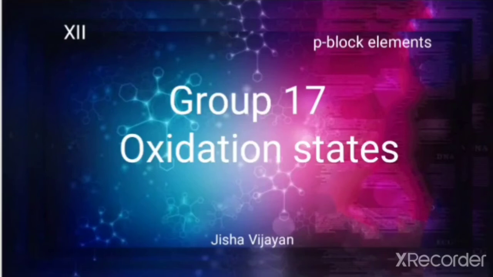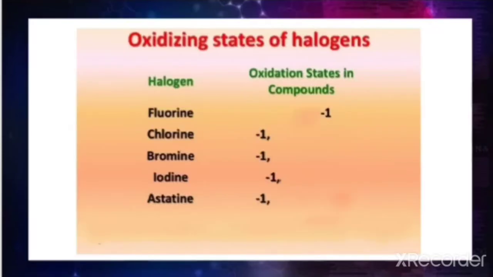Hello students, let us discuss oxidation states in group 17 elements. All the elements of group 17 exhibit -1 oxidation state because they have 7 electrons in the valence shell. So it can easily accept 1 electron to form -1 oxidation state. So we can say that all the halogens exhibit -1 oxidation state.